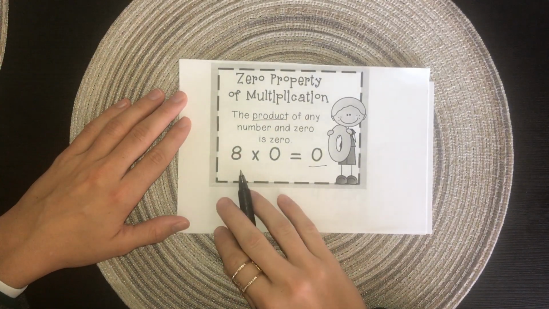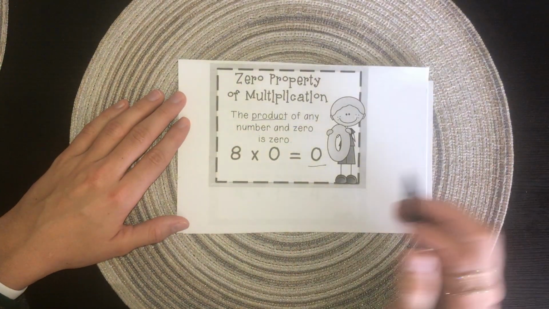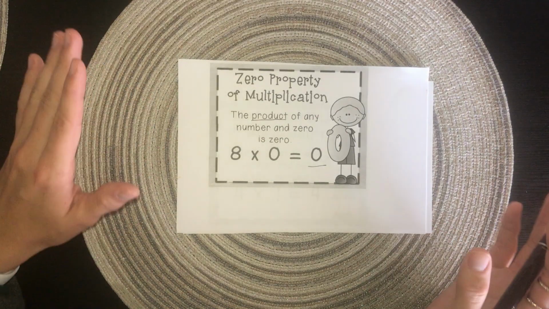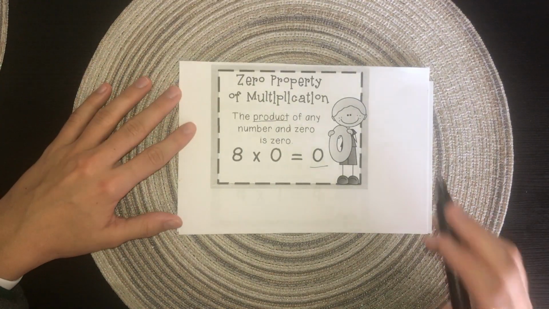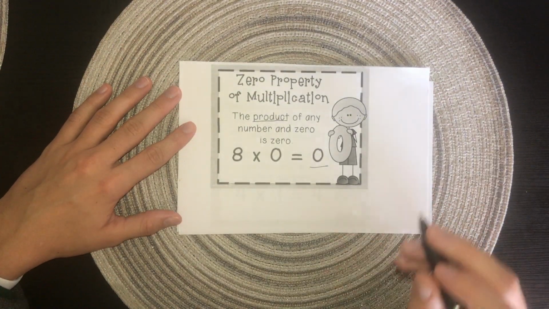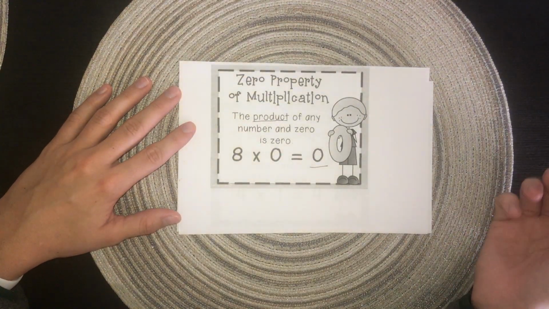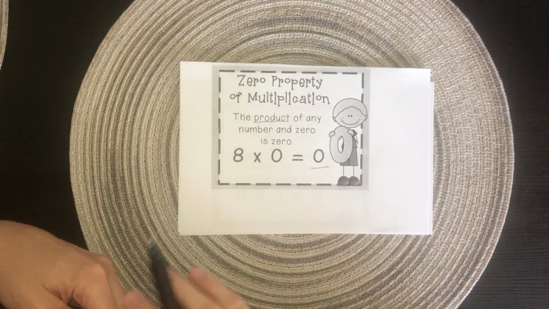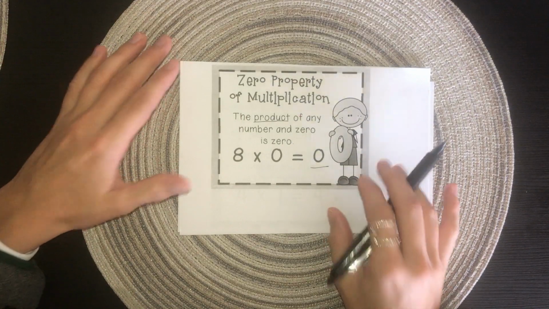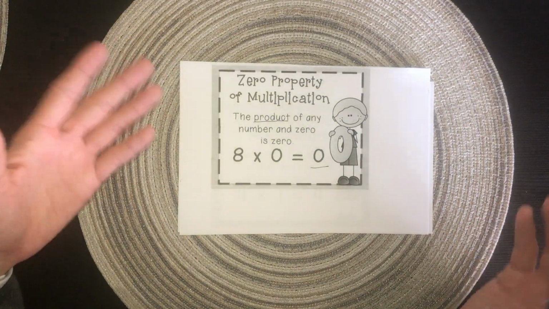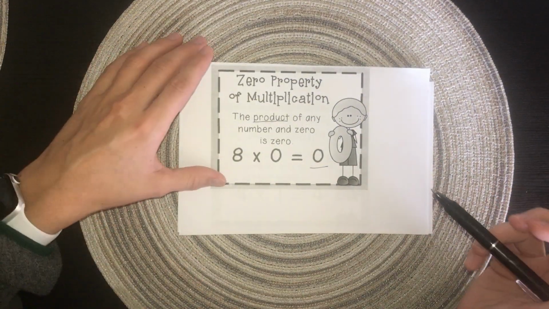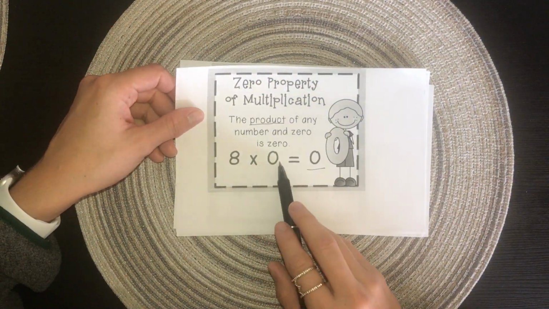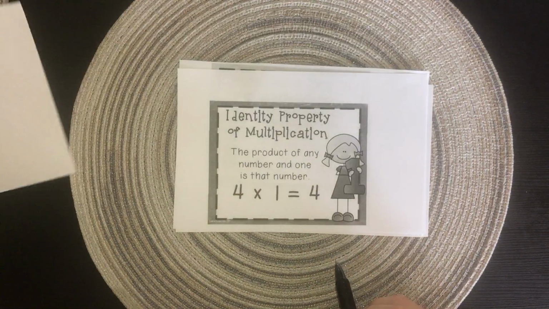In the example, it could be 8 times 0 equals 0, 52 times 0 equals 0, or 5 million times 0 equals 0. It will always equal 0 if you're multiplying a number by 0. The reasoning is that you have your number and you're multiplying it by 0 times. Since it's being multiplied by 0 times, it equals 0 because there's nothing. So that is the zero property of multiplication. Anytime something is multiplied by 0, the product is 0.